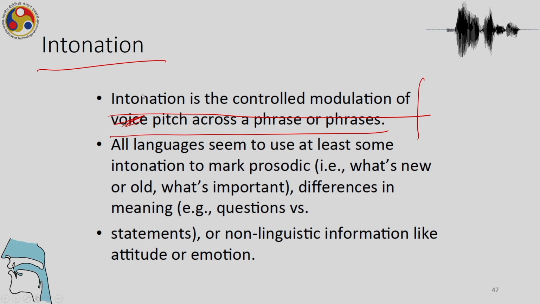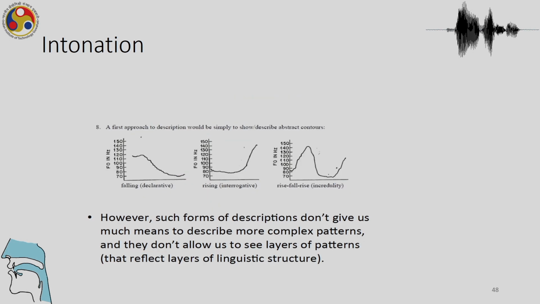So all languages seem to use at least some intonation to mark prosodic differences in meaning. For example, questions and statements, we will see those in another lecture when we're talking about the difference between a question and a statement, or non-linguistic information like attitude or emotion.